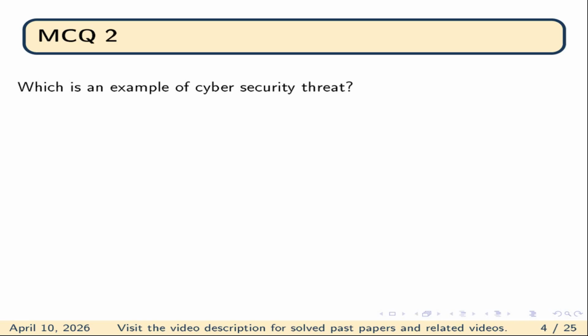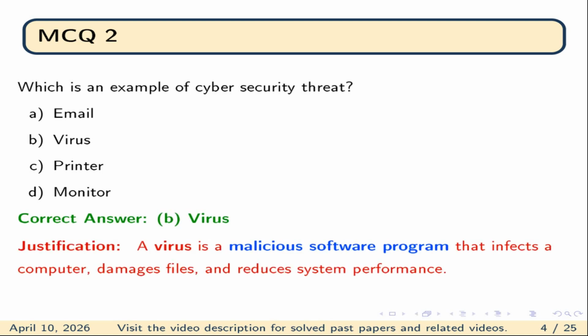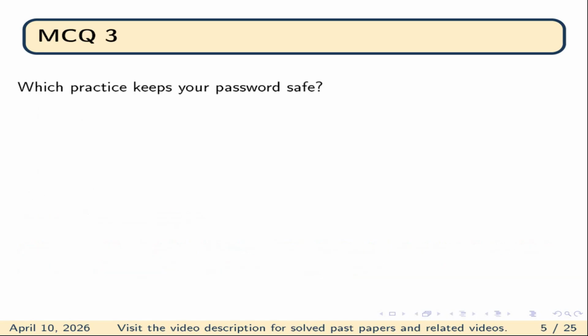Question number 2, which is an example of cybersecurity threat? Email, virus, printer, monitor. Correct option is virus. Because a virus is a malicious software program that infects a computer, damages files, and reduces system performance.